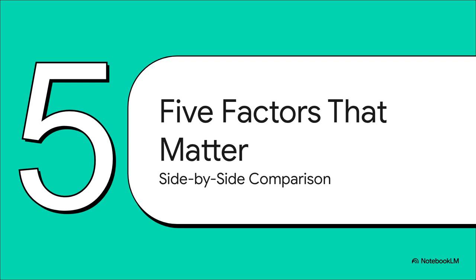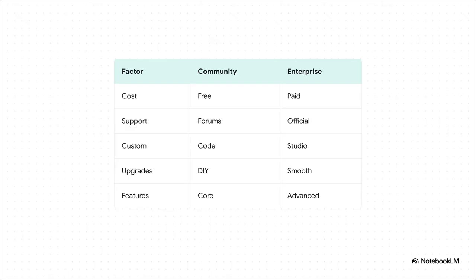Let's move to Section 5 and see how this builds. 5 factors that matter, the side-by-side comparison. Okay, let's fire through this side-by-side comparison. First up, cost. Community is free to license, sure, but it taxes you heavily in time and engineering. Enterprise, on the other hand, gives you a predictable per-user subscription that actually bundles in support. Speaking of support, factor number 2. With Community, you're pretty much relying on internet forums and your own internal team to squash bugs. Enterprise, you get official support and bug fixes straight from the source.